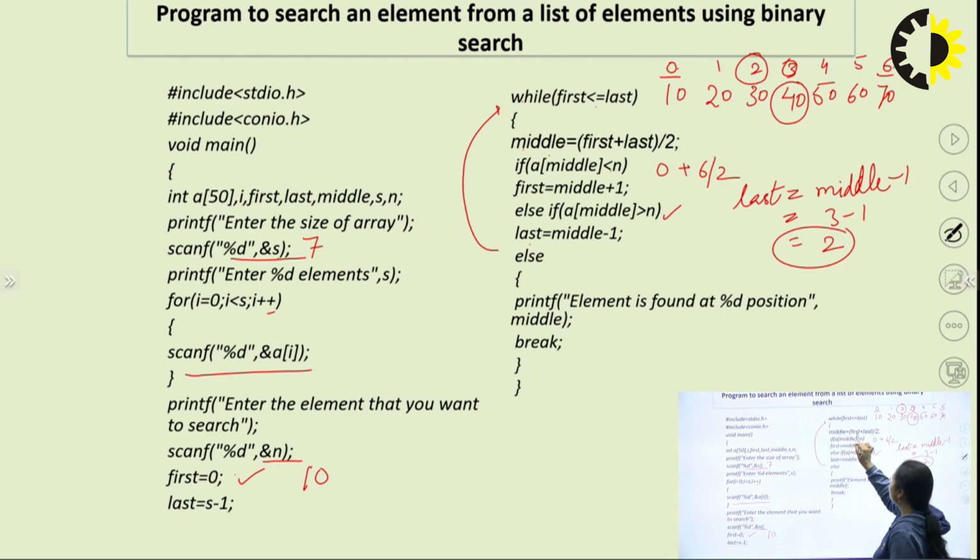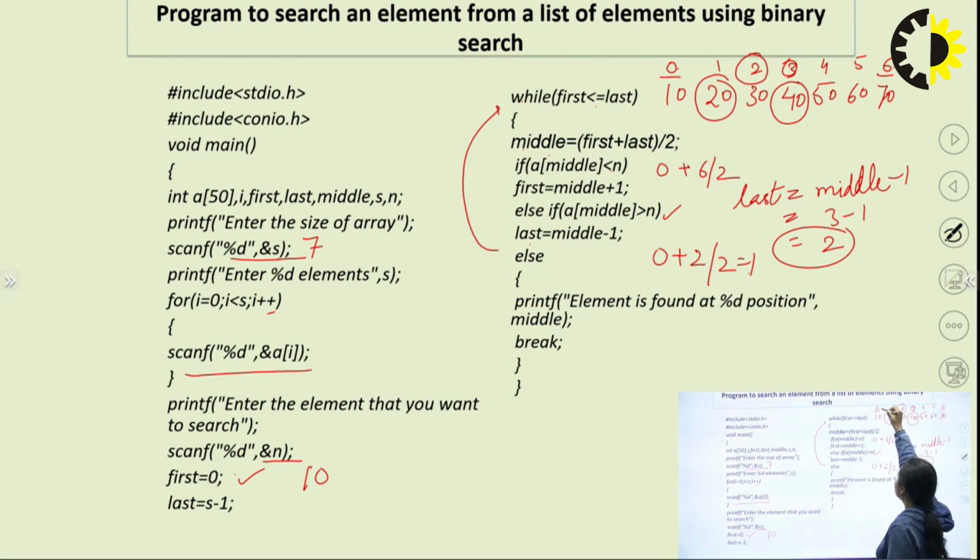Calculate the middle. Middle is what? First plus last by 2. First is 0, last is 2, by 2, that is 1. Means now the middle element is 20. Again the condition is there, if the middle is less than n, the condition is false. So we will go for else if the middle is greater than n. Yes, it is true, because 20 is greater than 10. So again last is updated, that is, last will become middle minus 1. So middle minus 1, that is 1 minus 1, 0.